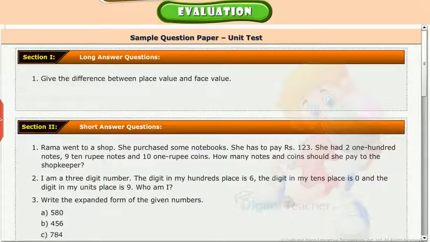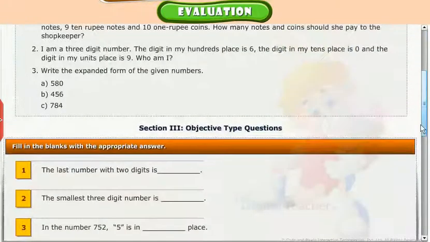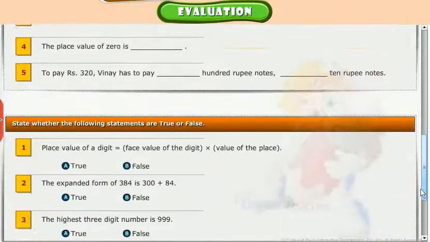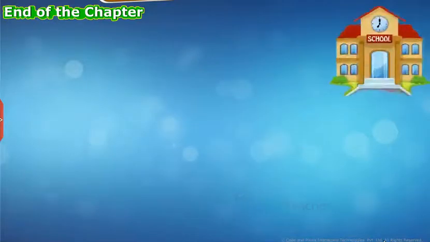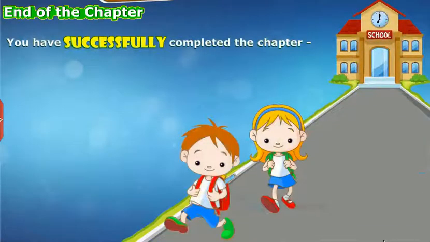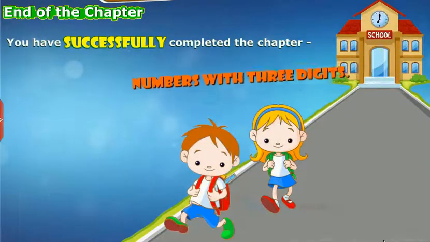Test your understanding of the chapter by taking the mock unit test. You have successfully completed the chapter Numbers with 3 digits.